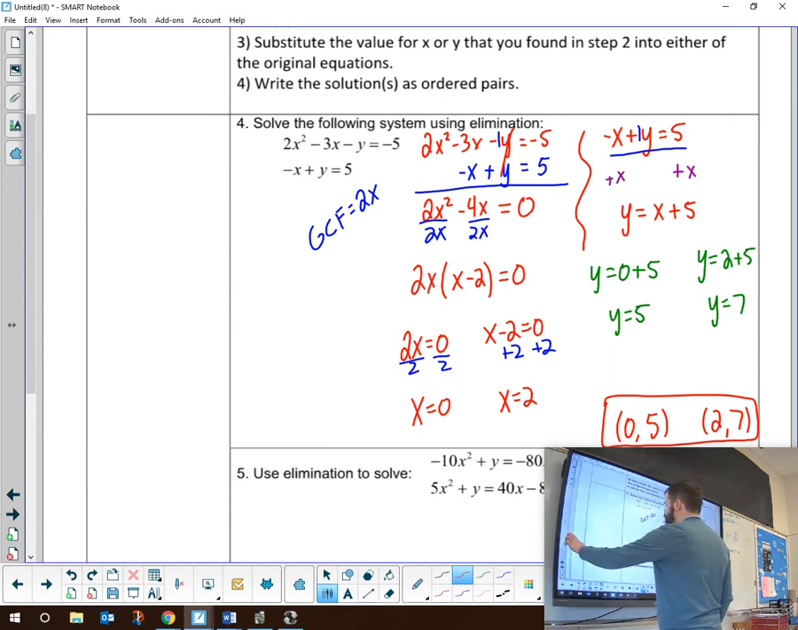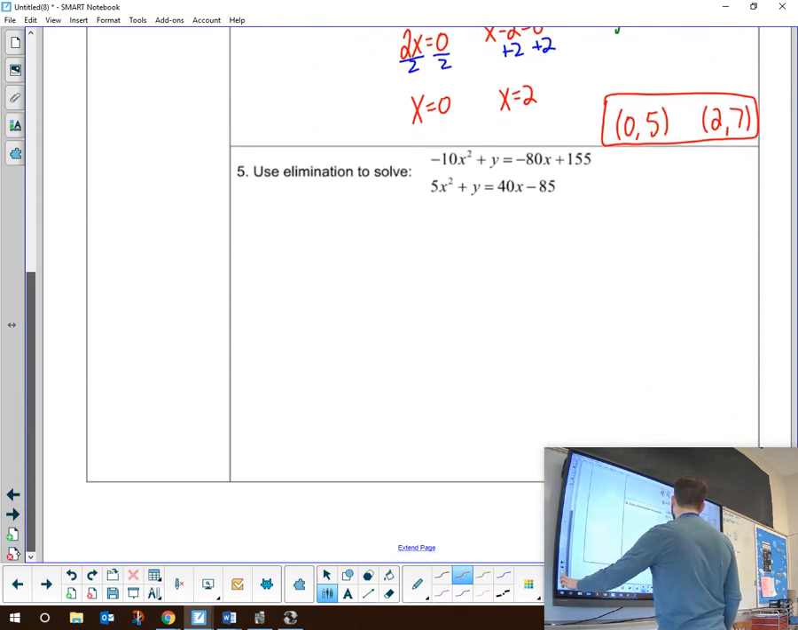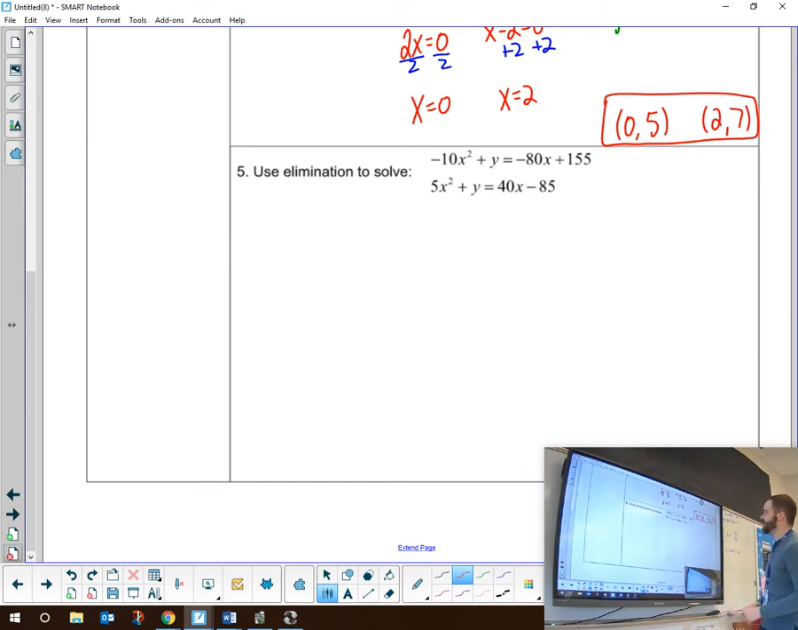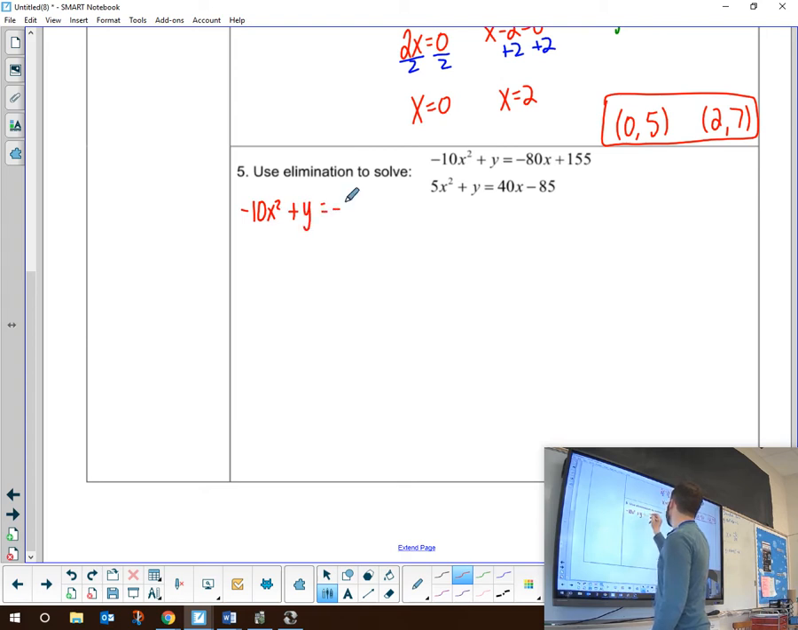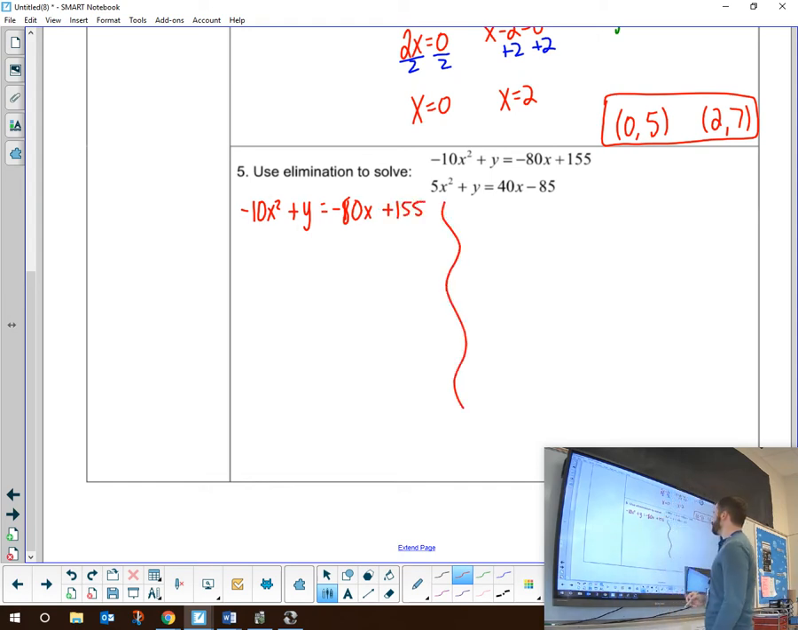Okay, now let's go to number 5, and let's solve this one through elimination. This one is a beefy one, isn't it? Okay, so let's start off. Let's write our two things out beside each other. Give ourselves plenty of space. Let's go negative 10x squared plus y equals negative 80x plus 155. That's my first equation. My second equation is going to be 5x squared plus y equals 40x minus 85. Okay, now here's the deal.